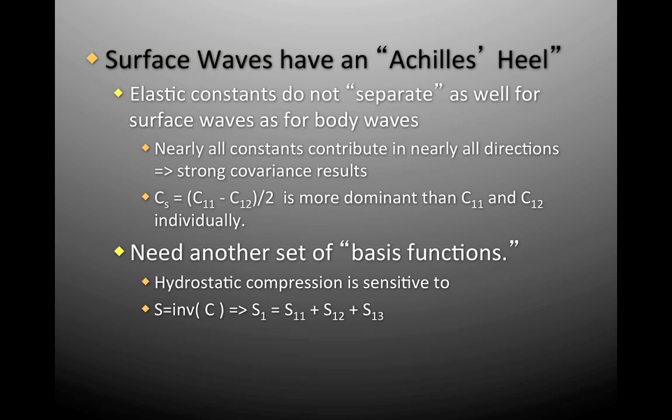Now, surface waves do have an Achilles heel compared to body waves. Elastic constants do not separate as well for surface waves as for body waves. In other words, for body waves, there are certain directions in which a single elastic constant contributes to the determination of velocity. In the case of surface waves, nearly all constants contribute in nearly all directions. So just using surface waves leads to a situation of strong covariance in results.